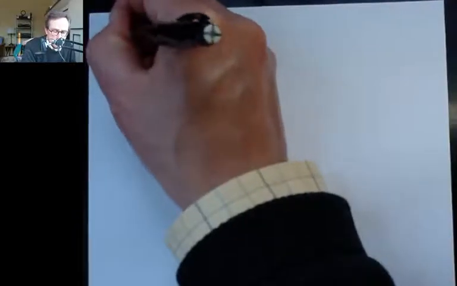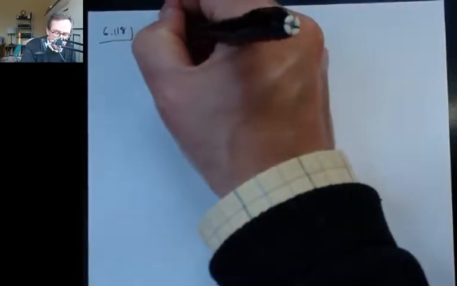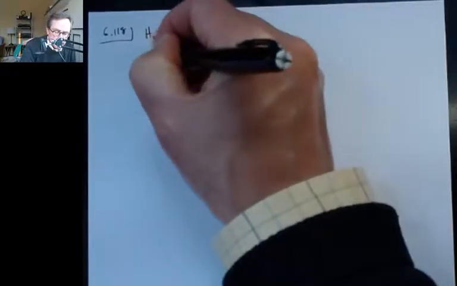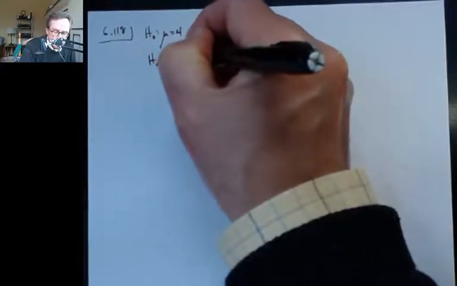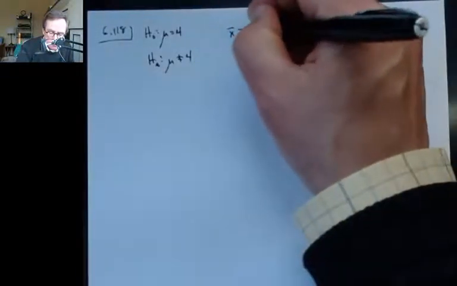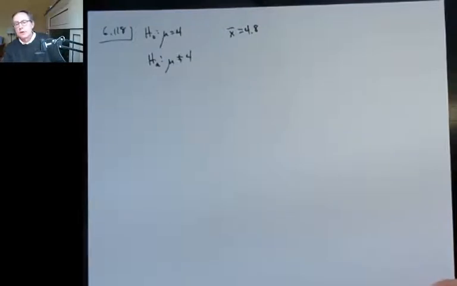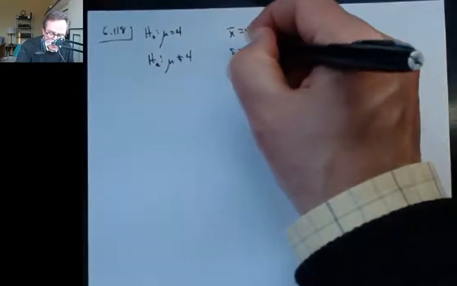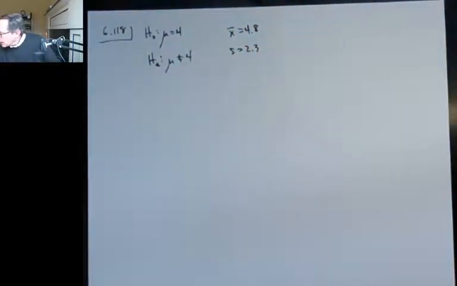So number 6.118: I've got to test H naught, which is mu equals 4, against HA, mu is unequal to 4. And the data that I have to do the argument with is x bar equals 4.8. So it's some distance from 4. Is it far enough? We'll see. S is 2.3. And n is 15.